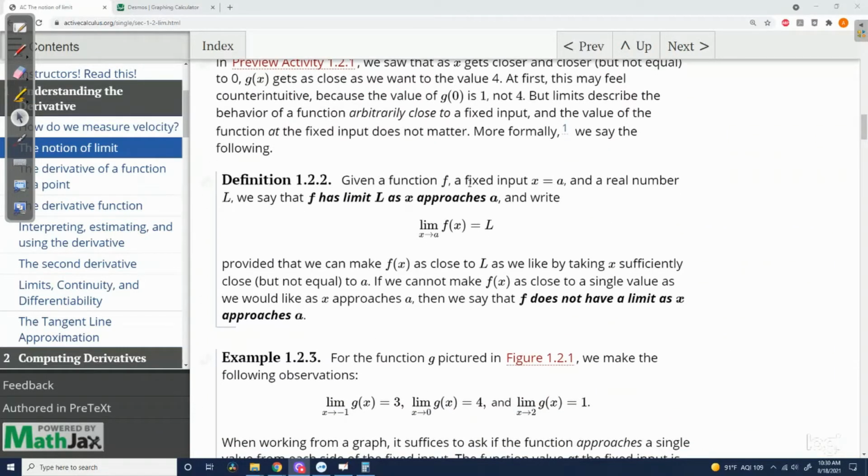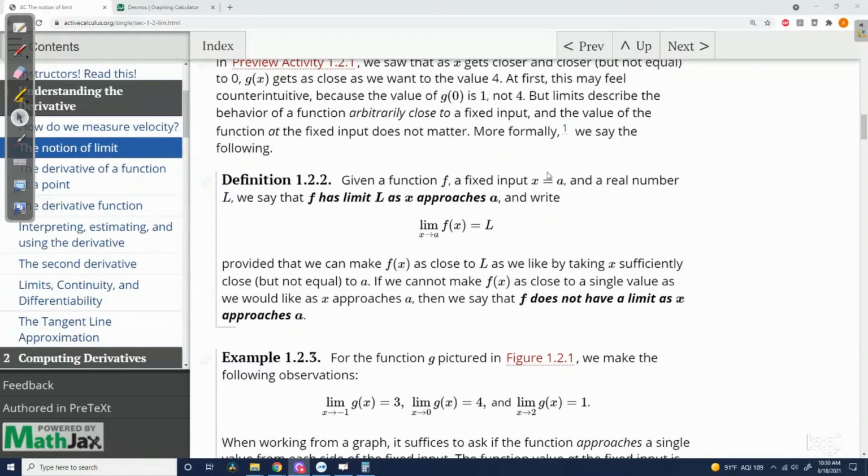Given a function f and a fixed input value x equals a and a real number L, we say that f has a limit L as x approaches a, which is written like this, provided that we can make f of x as close to L as we like by taking x sufficiently close but not equal to a. If we cannot make f of x close to a single value as x approaches a, then we say that f does not have a limit.